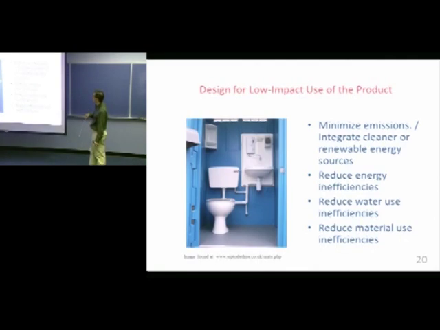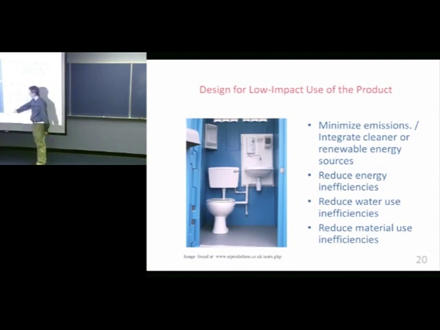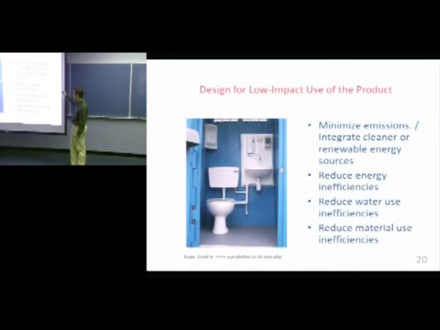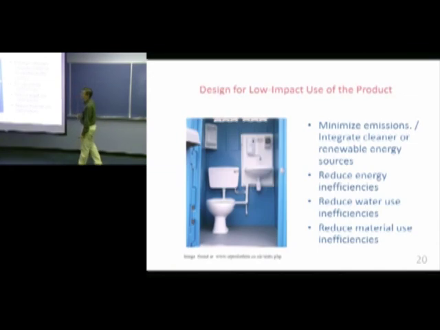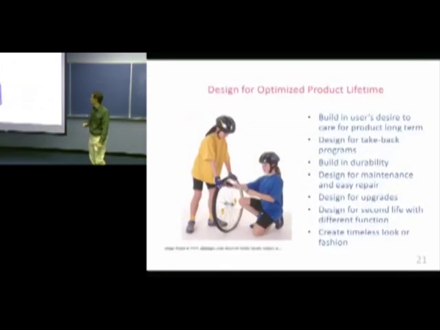Low impact use of the product. I actually went to look this one up. This link is no longer active. So I was wondering what they're doing here, if there's some kind of composting going on in terms of this portable lavatory. But the idea is minimizing water use, material use, energy use, minimizing emissions naturally. So these things are kind of obvious, right?